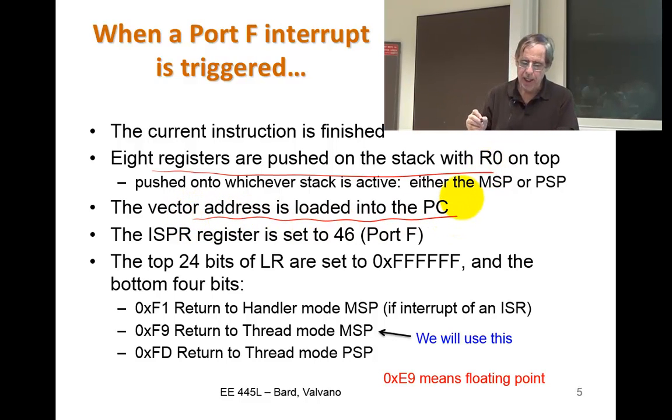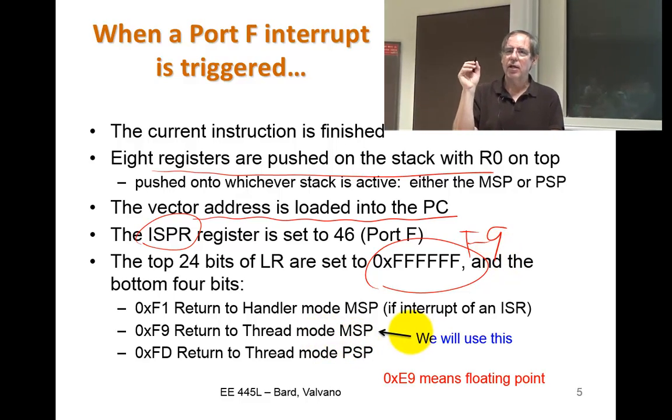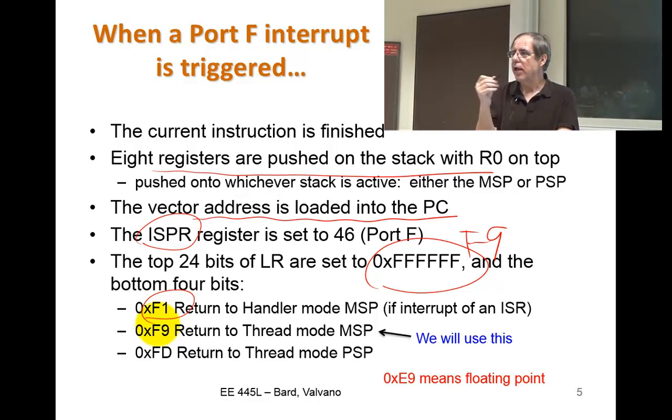The vector address that we saw in the previous slide is loaded in. The interrupt register is set with the interrupt number, and then the link register gets FFFFFFF9. Okay? And that tells you two things. That tells you that you're using the main stack pointer, and that you have gone from a foreground thread into a background thread. If you ever see an F1, that means one interrupt actually interrupted another interrupt. So F1 would say a high priority interrupt interrupted a low priority.